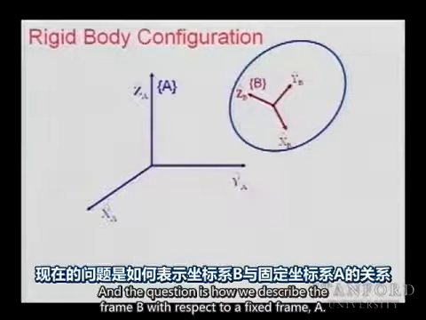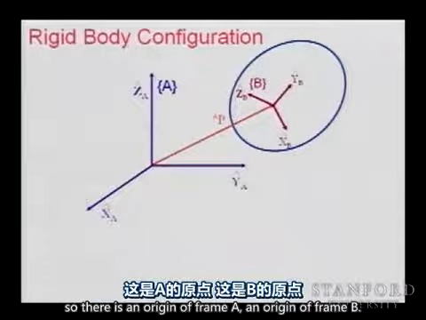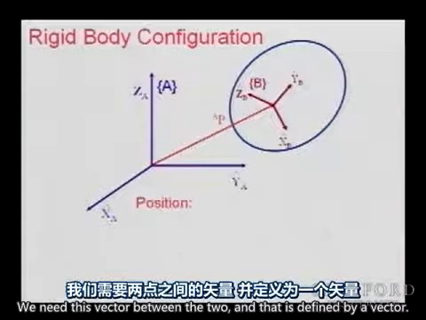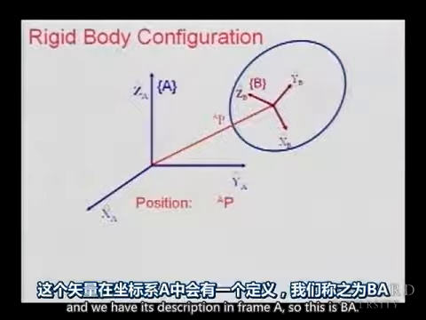And the question is how we describe the frame B with respect to a fixed frame A. So, as you know, we need to find the relationship between the origins. There is an origin of frame A, an origin of frame B. We need this vector between the two, and that is defined by a vector. This vector is going to locate the origin of frame B with respect to frame A, and we have its description in frame A. So this is PA.